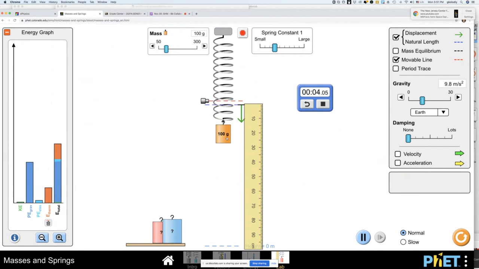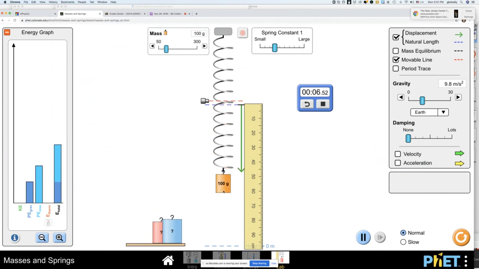Make sure you put the damping down to 0 here. So I stretch it a certain length, measure the period. Okay.